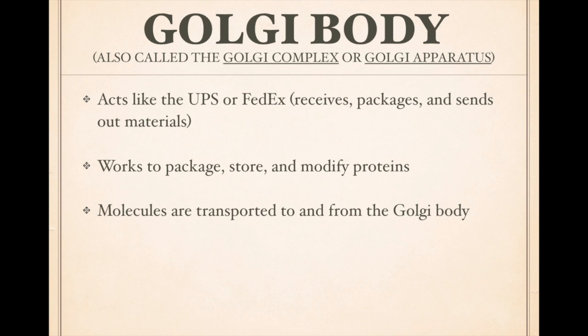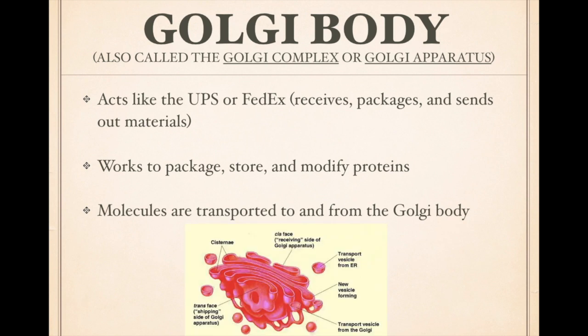Now, the purpose of the Golgi is to accept, package, wrap things up, and send it out, just like the Postal Service, okay? Just like UPS or FedEx. So the main focus of the Golgi is to package, store, modify, change proteins, and send them out. And the Golgi body looks like this little squishy thing.